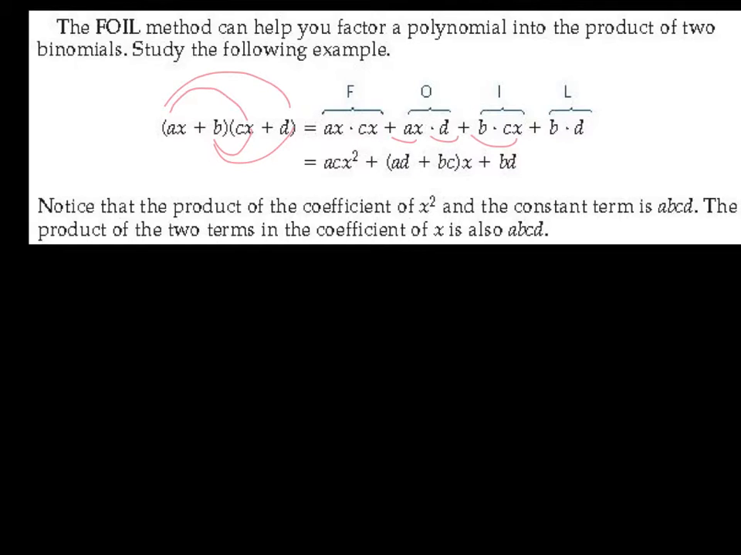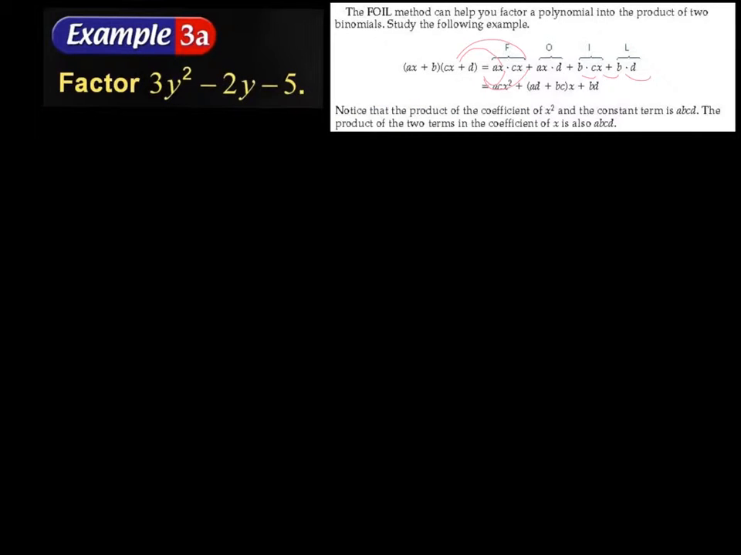Notice that the product of the coefficient of x squared and the constant term is abcd. The product of the two terms in the coefficient of x is also abcd. So we can use that technique to factor polynomials that have a lead coefficient other than 1.